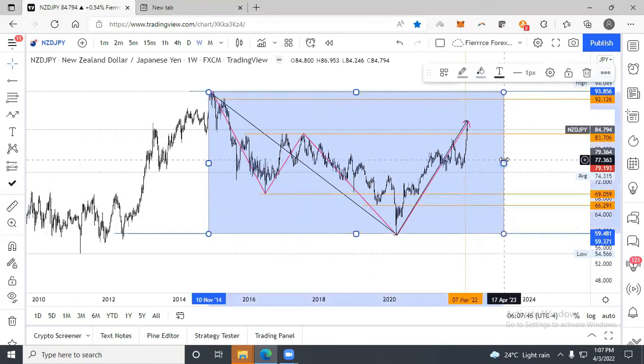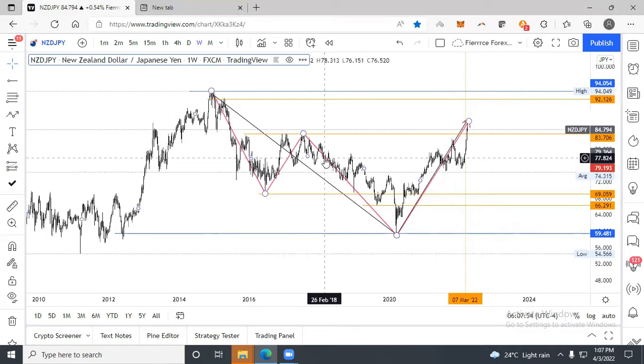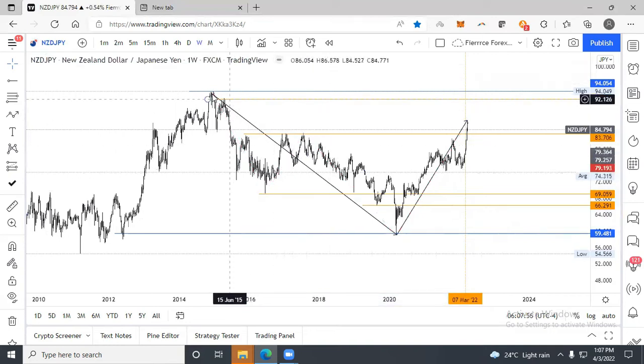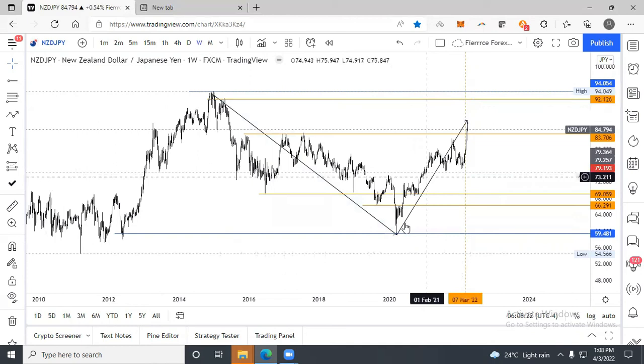So let me just remove this here. Okay, make it a bit clearer. So it's very clear to us that this is the high that began the drive of price to the downside. And this is the low that began the drive of price to the upside. Now, this swing high is the reason this swing low was formed. And this swing high caused this swing low. This swing low caused this swing high. And this swing high was caused by this swing low.